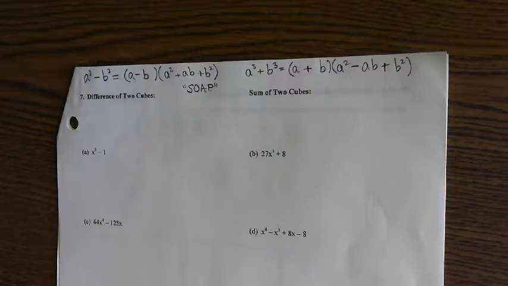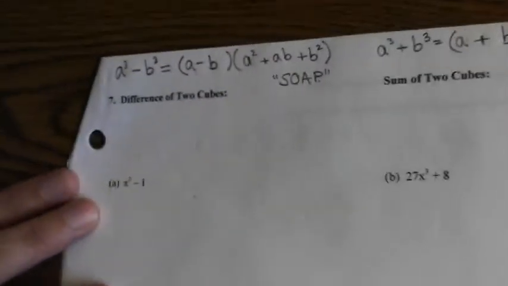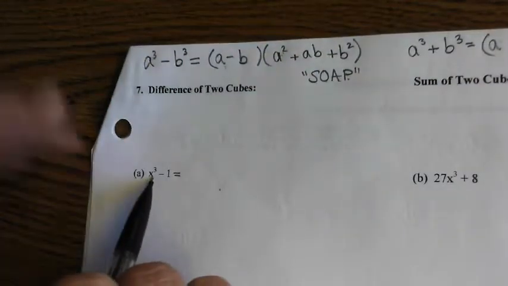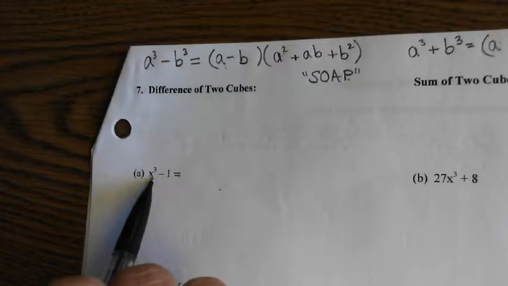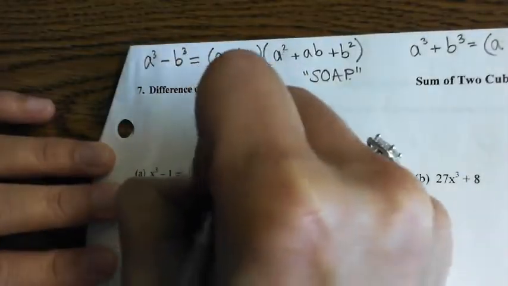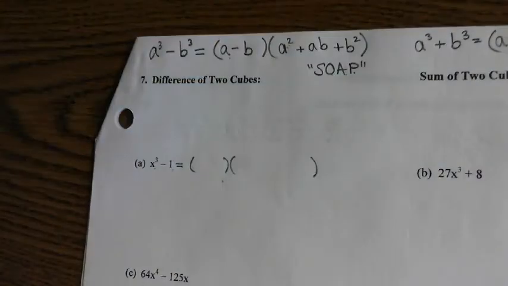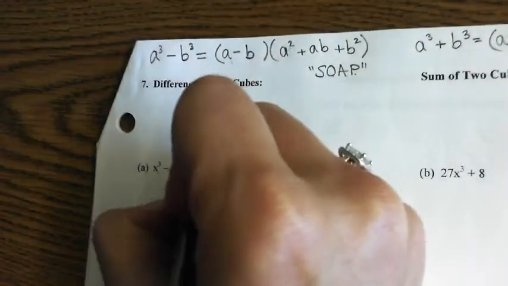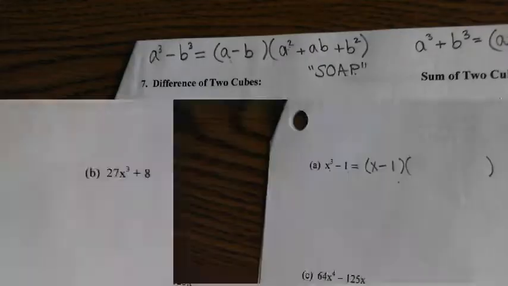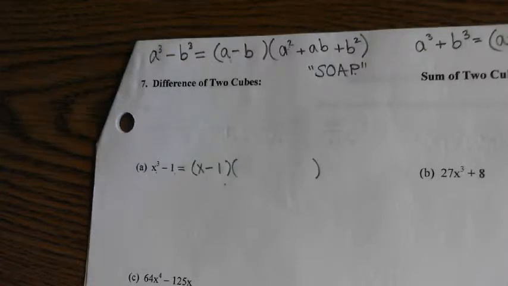So on the first difference of cubes one here, I know this is a perfect cube because it has a cubed root of x. I know this one's a perfect cube because it has a cubed root of 1. So when I go to set up my binomial, those cubed roots, the x and the 1, make up my binomial with the same sign.